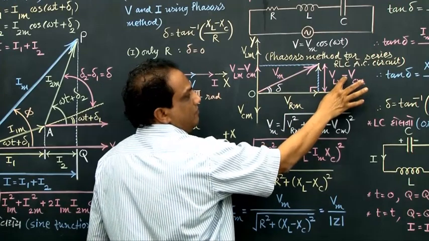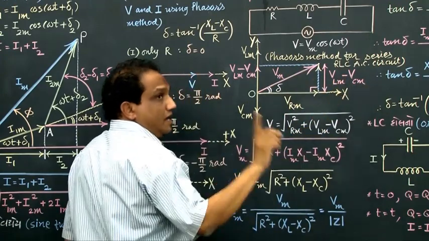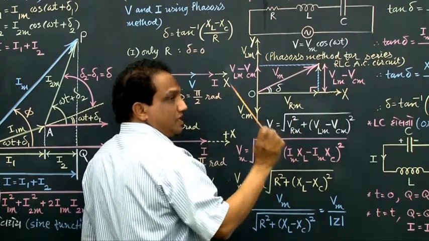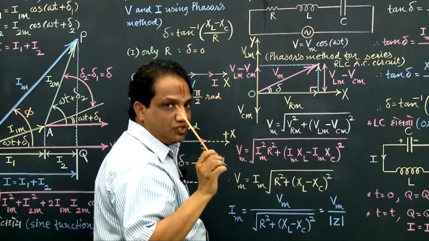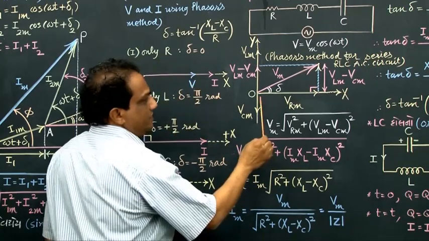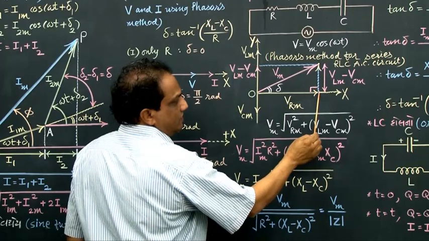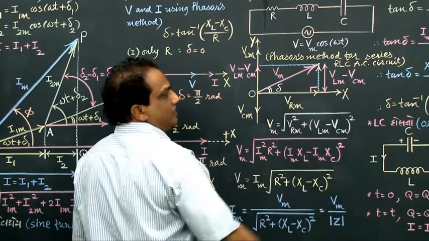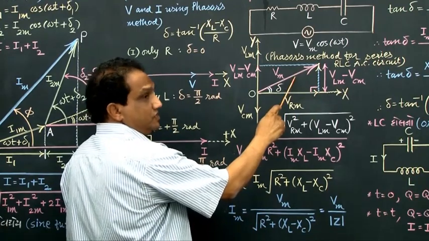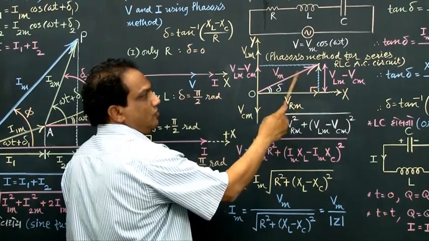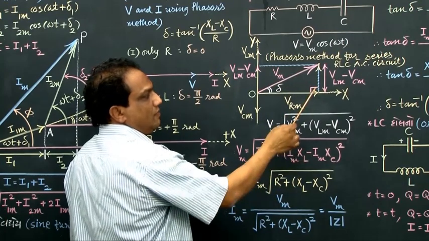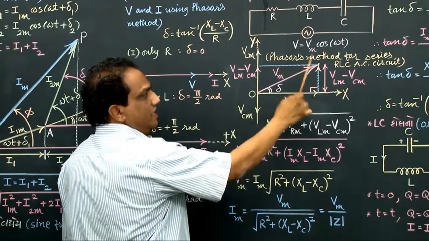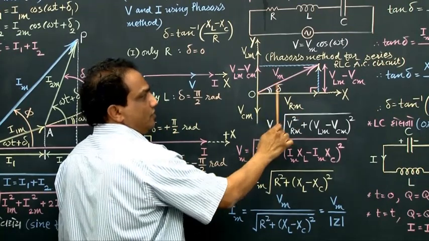VLM minus VCM. I just remind you, in the textbook they have not written this M, but they are maximum voltages only. Now tell me, this is one phasor, this is another phasor. Phasor plus phasor will give you the resultant phasor, but that resultant phasor appears in front of the right angle. Opposite to the right angle, what is it? Hypotenuse. And for this right angle triangle, what is the measurement of hypotenuse?